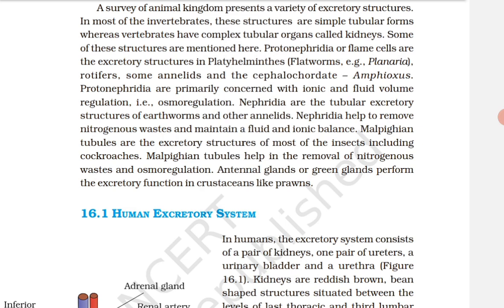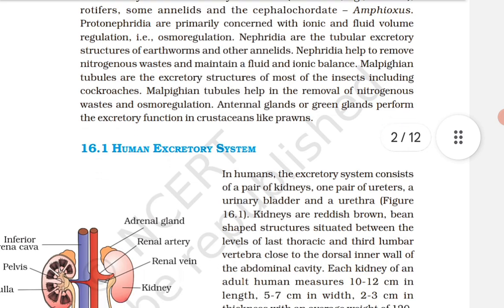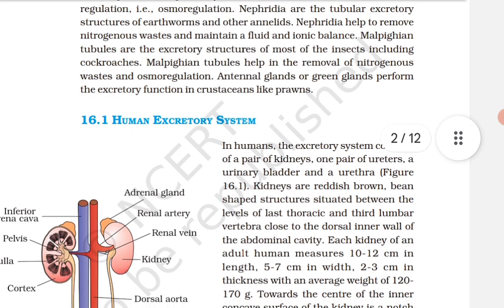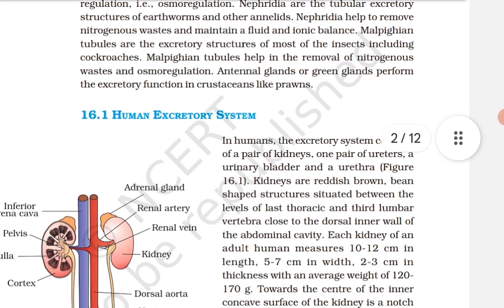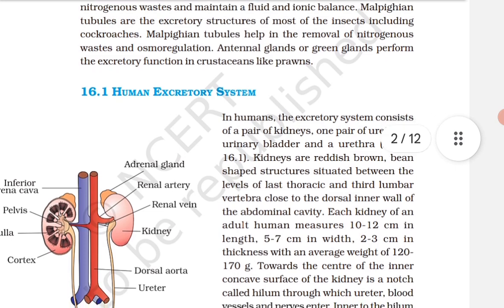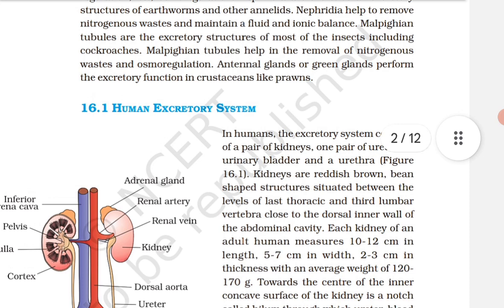Nephridia are the tubular excretory structures of earthworms and other annelids. Nephridia help to remove nitrogenous waste and maintain fluid and ionic balance. Malpighian tubules are the excretory structures of most of the insects, including cockroaches. Malpighian tubules help in the removal of nitrogenous waste and osmoregulation. Understood?